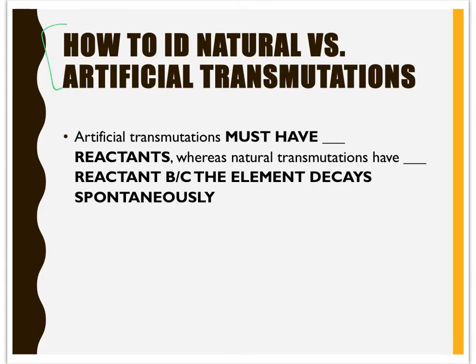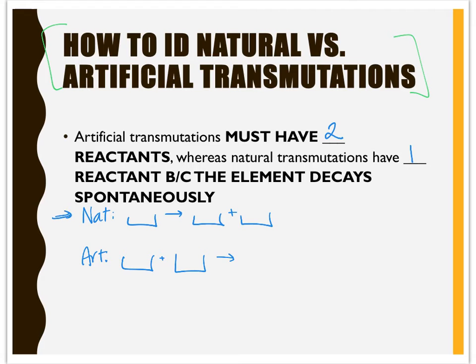So how to identify a natural versus artificial transmutation: an artificial transmutation must have 2 reactants, whereas natural transmutations only have 1 because the element decays spontaneously. So if you had to just do an identification, the format would be different. Now, you don't want to say that this is a decomposition reaction because a decomposition reaction is a chemical reaction. You'd have the same elements on both sides, you're just separating them. You have a new element, so look for new symbols, okay, in either case here, but you'd have 2 reactants on the left for an artificial transmutation.